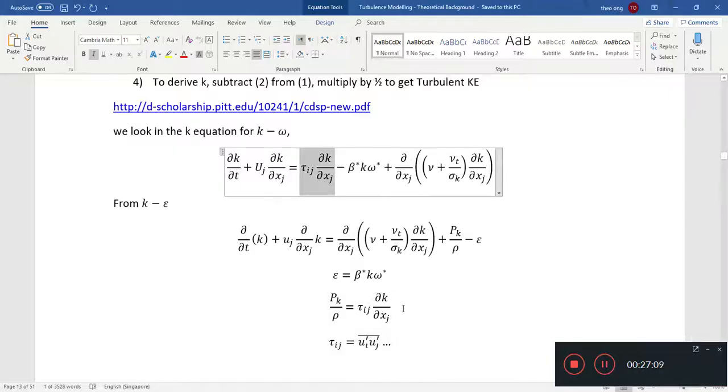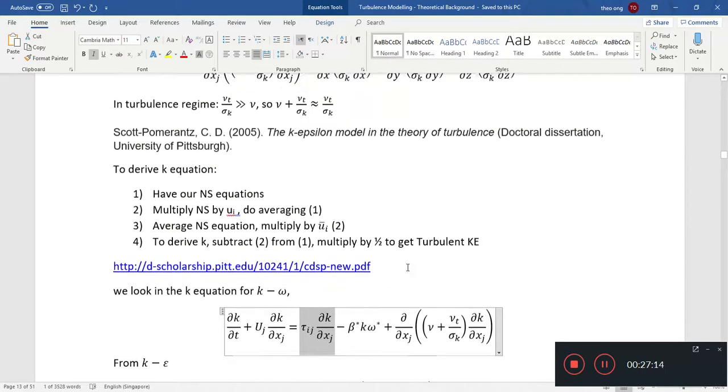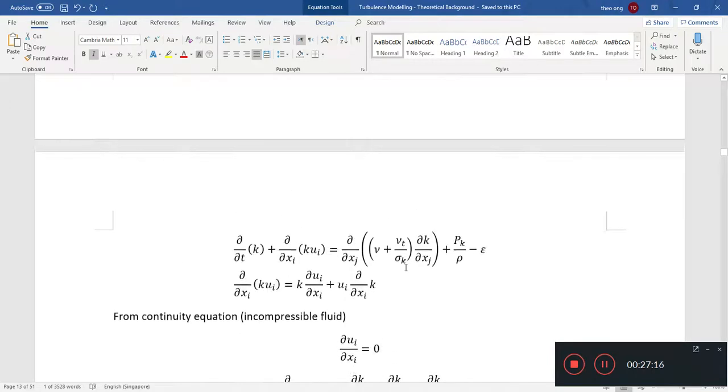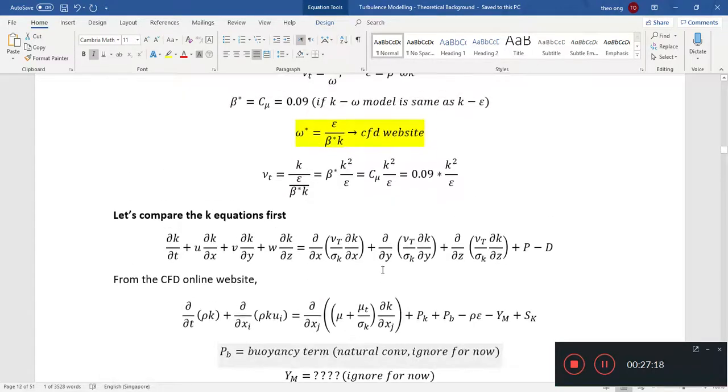I'm not going to elaborate too much. In the next video, we will try to tackle the similarities or differences in the omega equation. That's the more interesting bit.